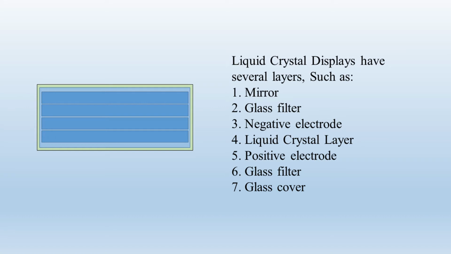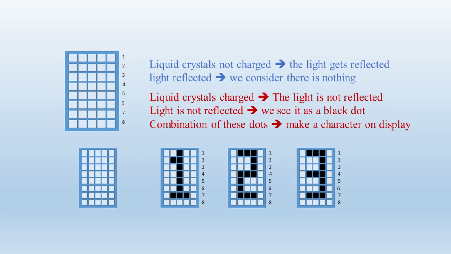The liquid crystals have several layers such as mirror, glass filter, negative electrode, liquid crystal layer, positive electrode, glass filter, glass cover. So these are 7 layers that are mentioned here. The LCD that we see in the embedded system are of reflective type. When the liquid crystals are not charged, the light gets reflected from the surface and we consider that there is nothing. When the liquid crystals are charged, the light does not get reflected and we see it as a black dot. So combination of these dots make a character on the display.